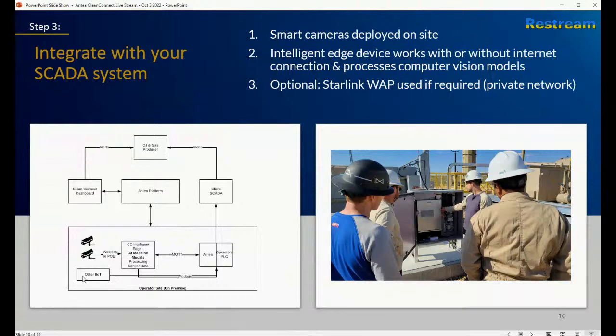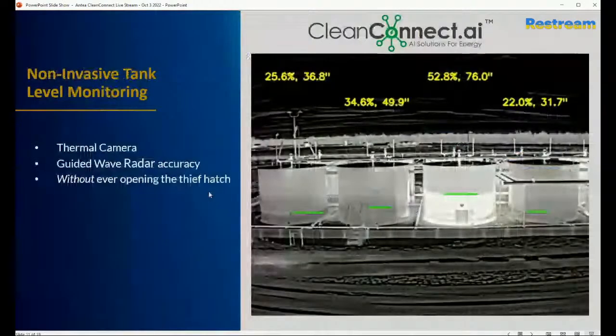And then all the other devices can be monitored by Antia and go up there, and they can either go into SCADA or go up to the Antia platform. And as you saw, the CleanConnect dashboard allows you to make all those custom alert configurations, which you only have to do really once. And then you're going to get alerts just the way you want them.